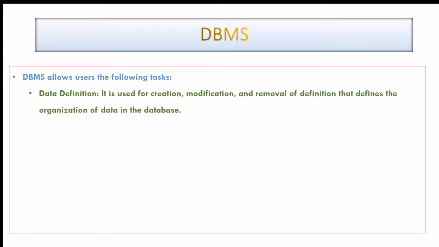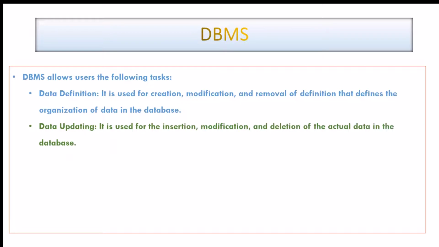We are going to see what tasks we can perform with the use of DBMS. The first one is data definition. The data stored in the database needs to be defined properly. There may be some constraints, there may be some relationships among the data, there must be some triggers. All those things should be defined properly, for which the DBMS is used. So with the help of DBMS, we can define the data. The DBMS is used for creation, modification and removal of these definitions that define the organization of data in the database.